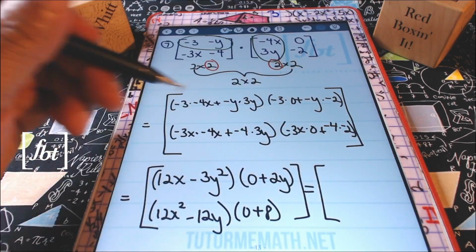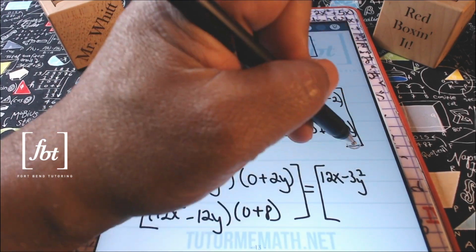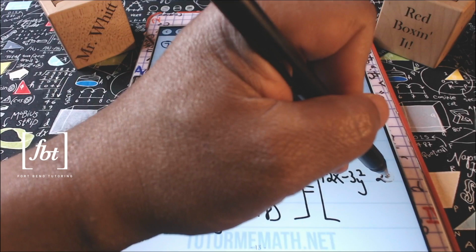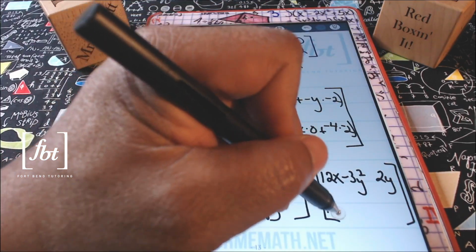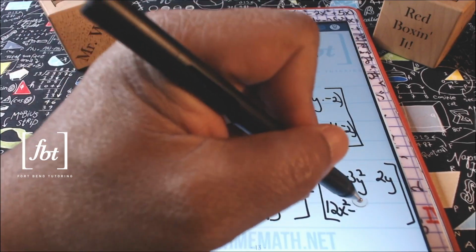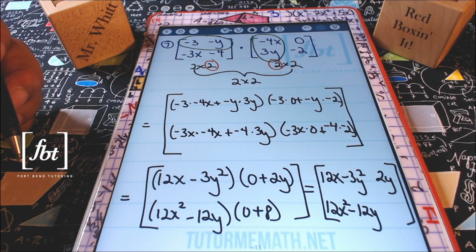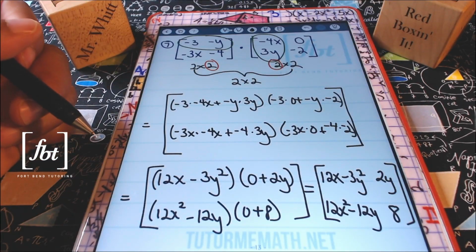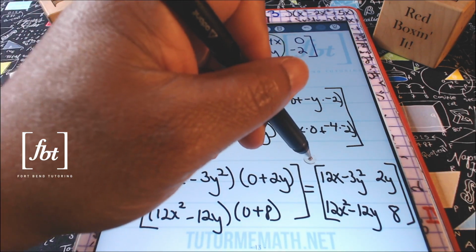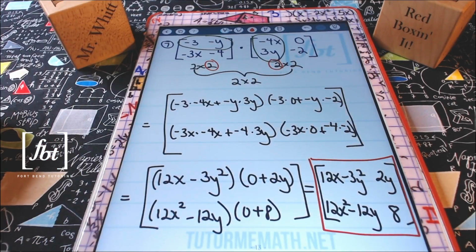Let's write our answer. We'll have 12x minus 3y squared. That's that first value. You'll have 2y as a second value. You'll have the 12x squared minus 12y as the element in the second row, first column. And then finally, you'll have this number 8, because 0 plus 8 is 8. And this is the answer. Red box it. That's right. Go ahead and red box your answer. There it is. Done and done.